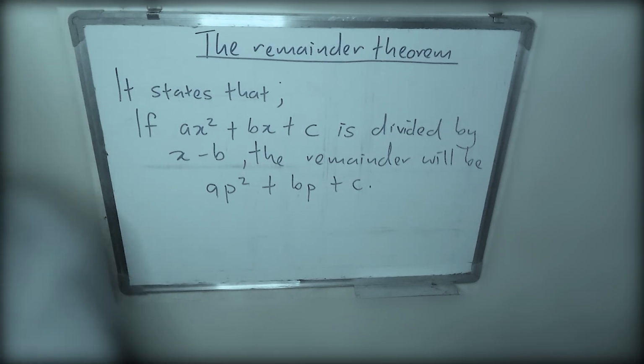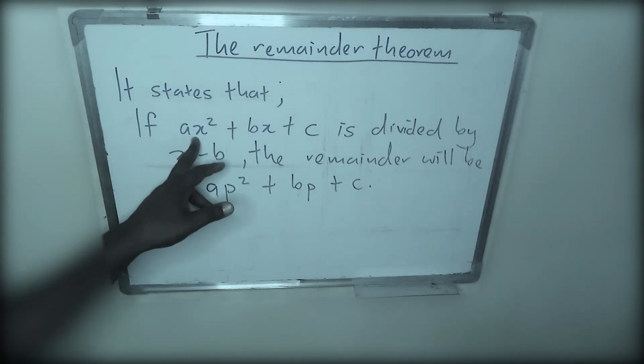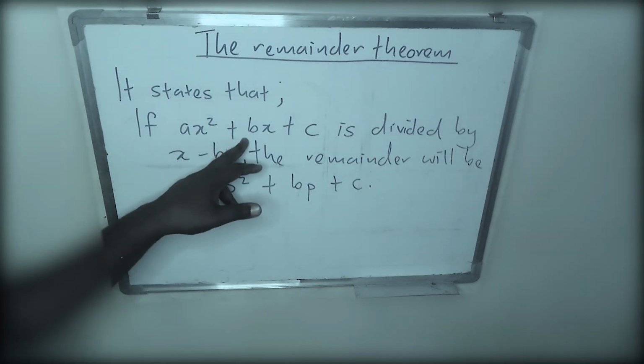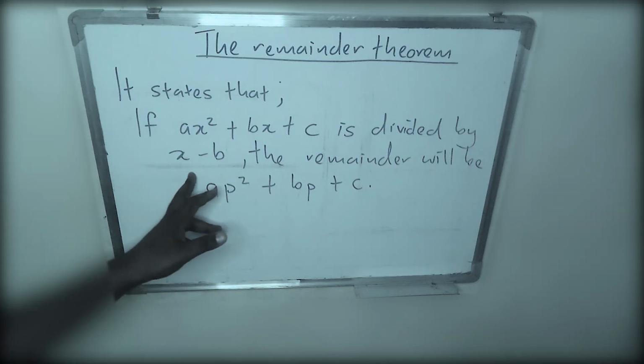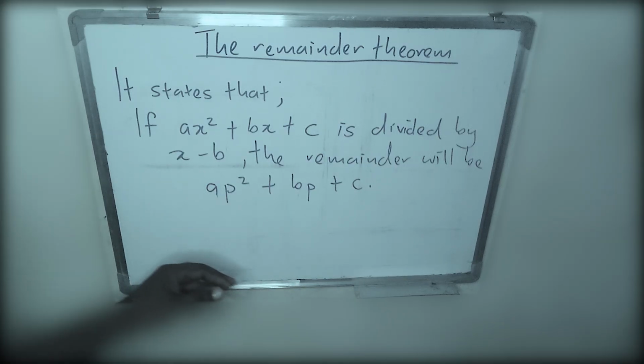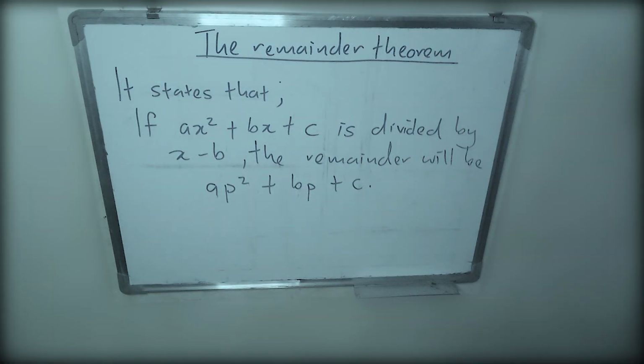Right, today we are going to talk about the remainder theorem. The remainder theorem states that if this polynomial ax squared plus bx plus c is divided by x minus p, the remainder will be this number ap squared plus bp plus c. So let us look at the following example.